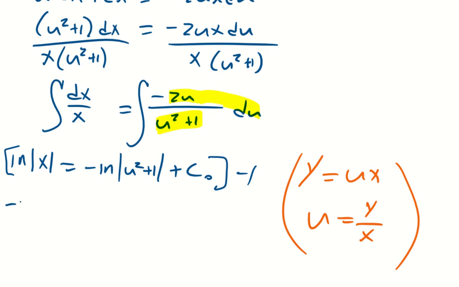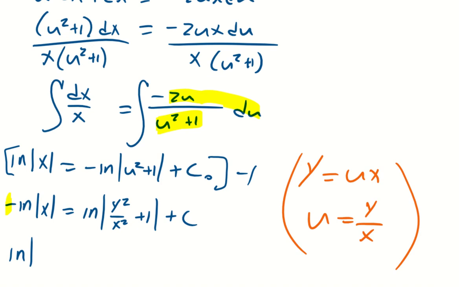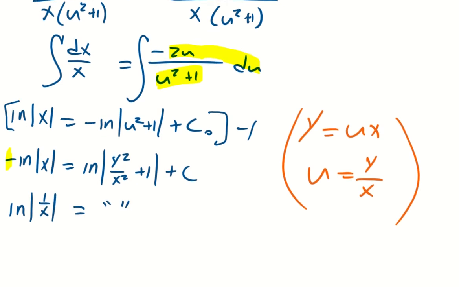So I'll say minus natural logarithm of the absolute value of x is equal to the natural logarithm of the absolute value of the quantity u squared, which is just y squared over x squared, plus 1, plus, I'll say, c. So technically our arbitrary constant changed, but it's just an arbitrary constant. And we'll simplify the left-hand side. We have this minus here. So that's just the natural logarithm of the absolute value of 1 over x. And the right-hand side is just the same for now.